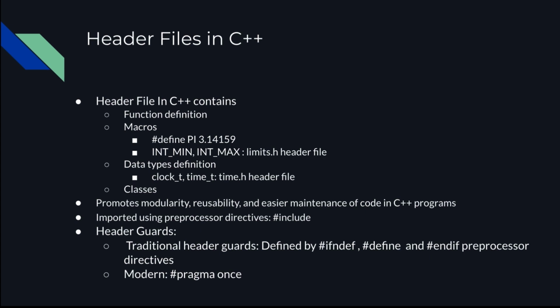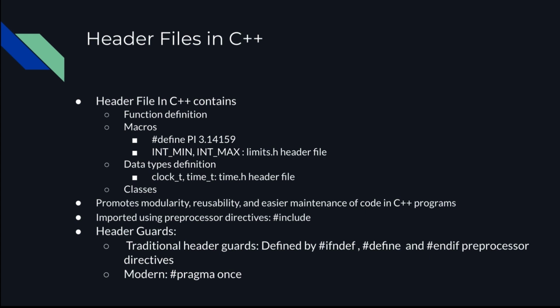Now we have to also discuss header guards. Header guards are basically preprocessor directives which are used to prevent multiple inclusions of the same header file in the source file during compilation. They also help us ensure that the contents of the header file are included only once, even if the file is included multiple times in the program.